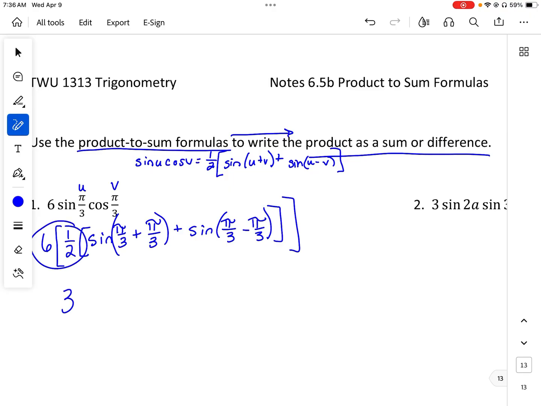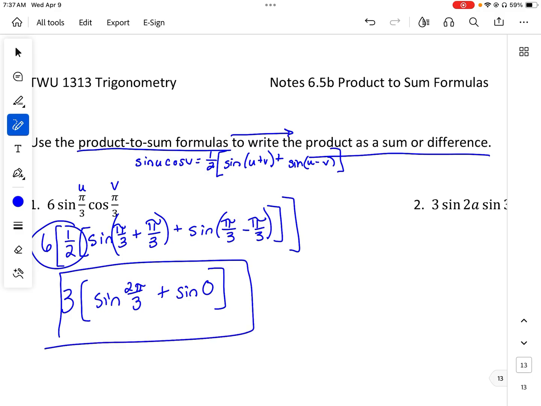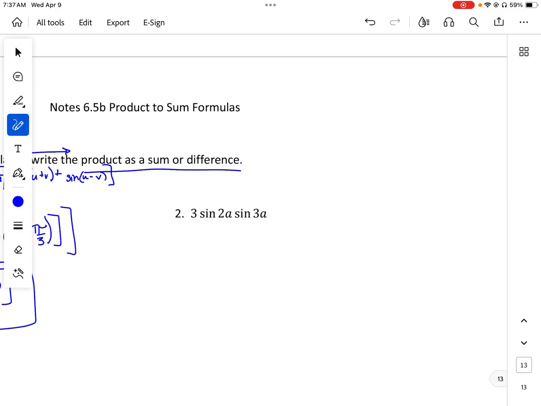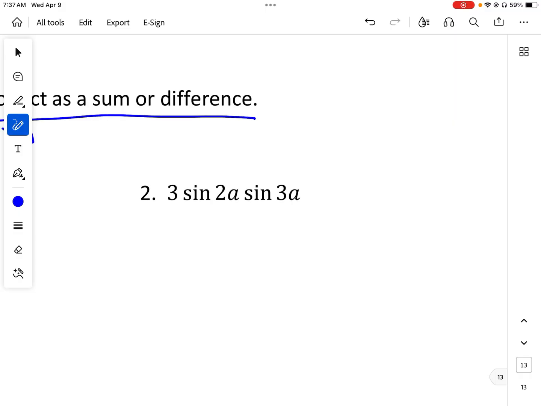Okay, so we can go ahead and multiply these. So that'd be 3. And we have sine pi over 3 plus pi over 3 is 2 pi over 3 plus sine of 0. Sine of 0 is something, so don't just cross it out. And that is all we have to do. We are just rewriting the formulas. Okay, let's go to the next one.